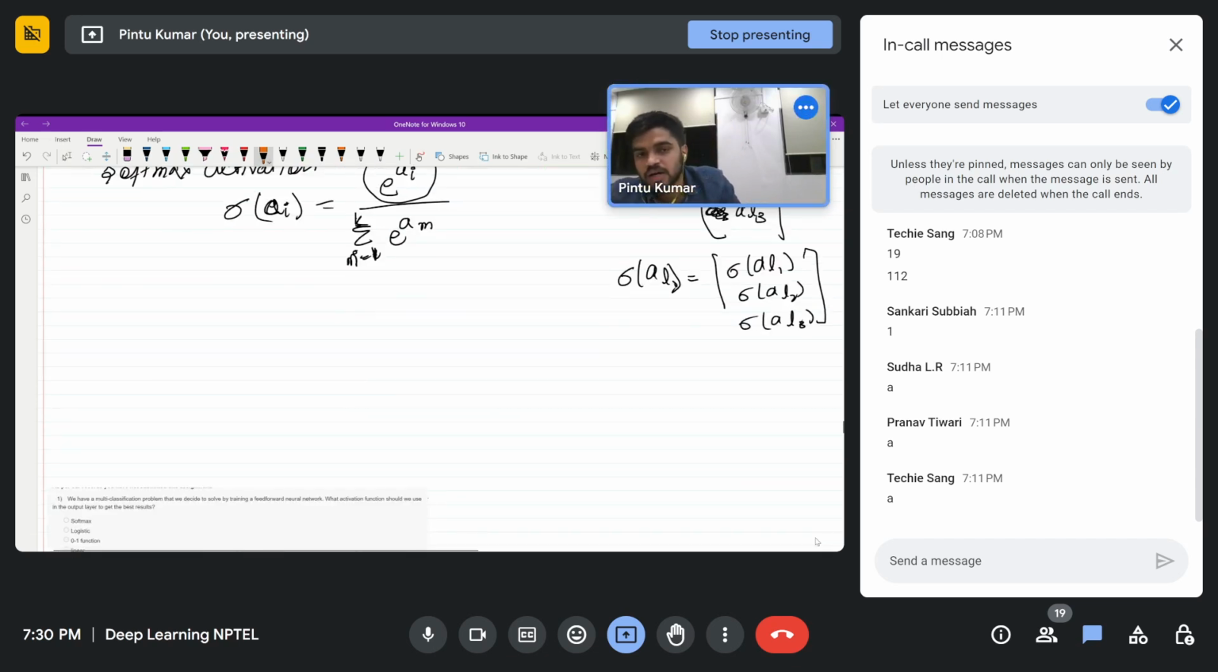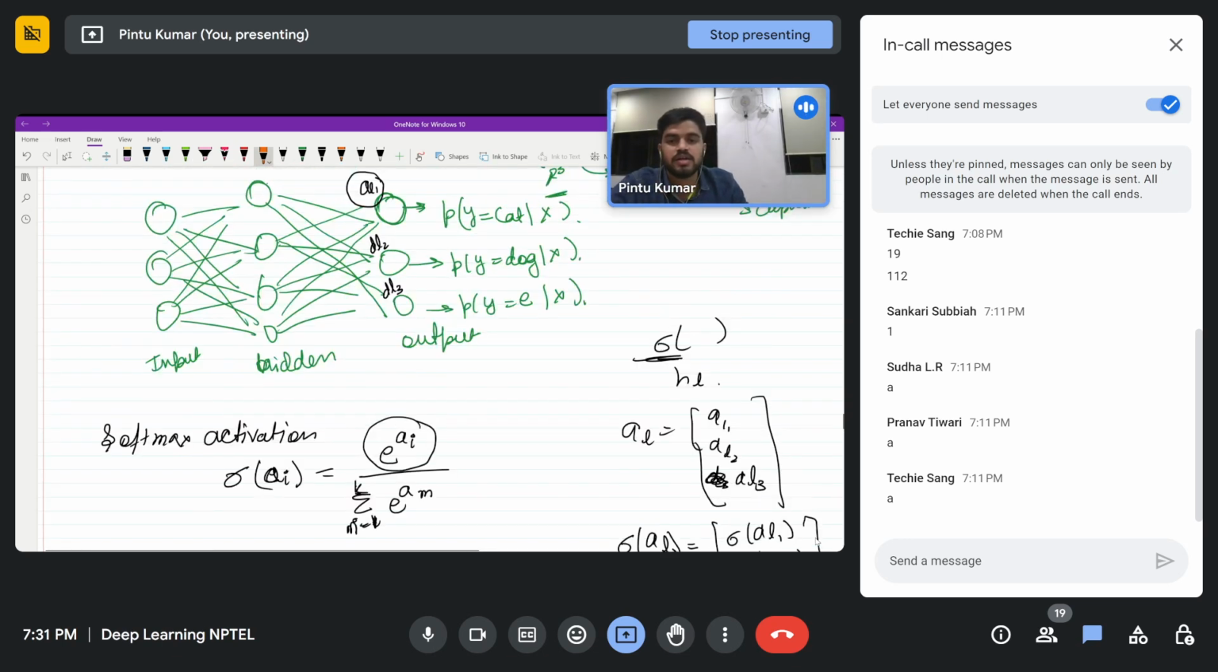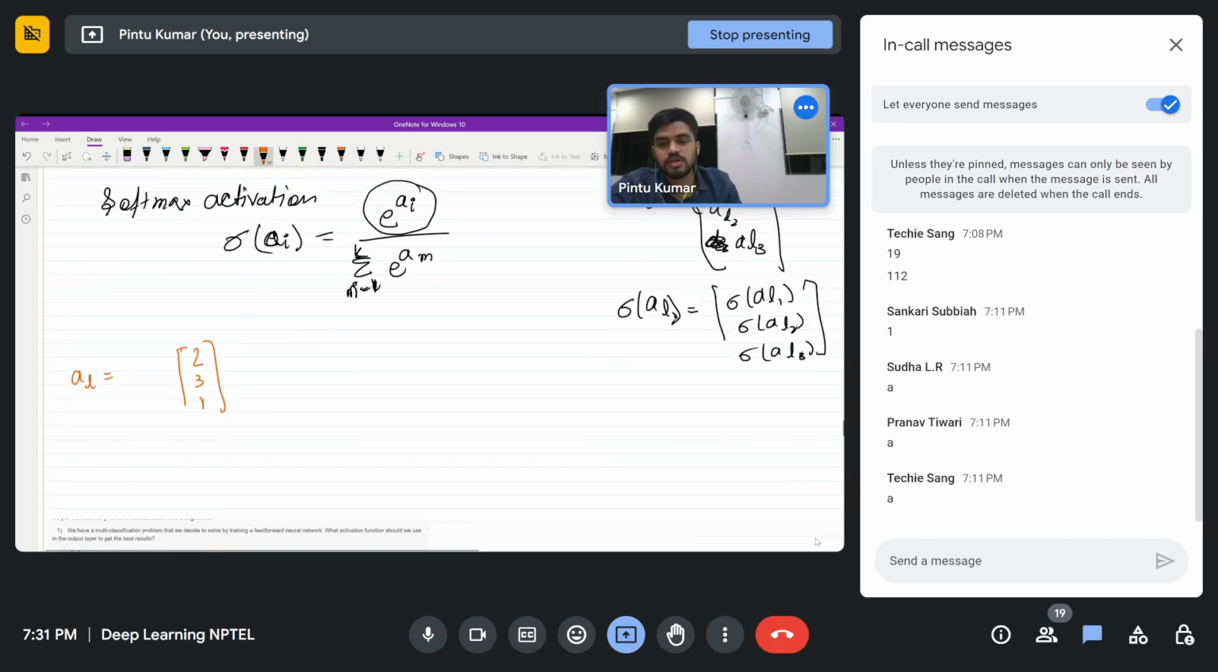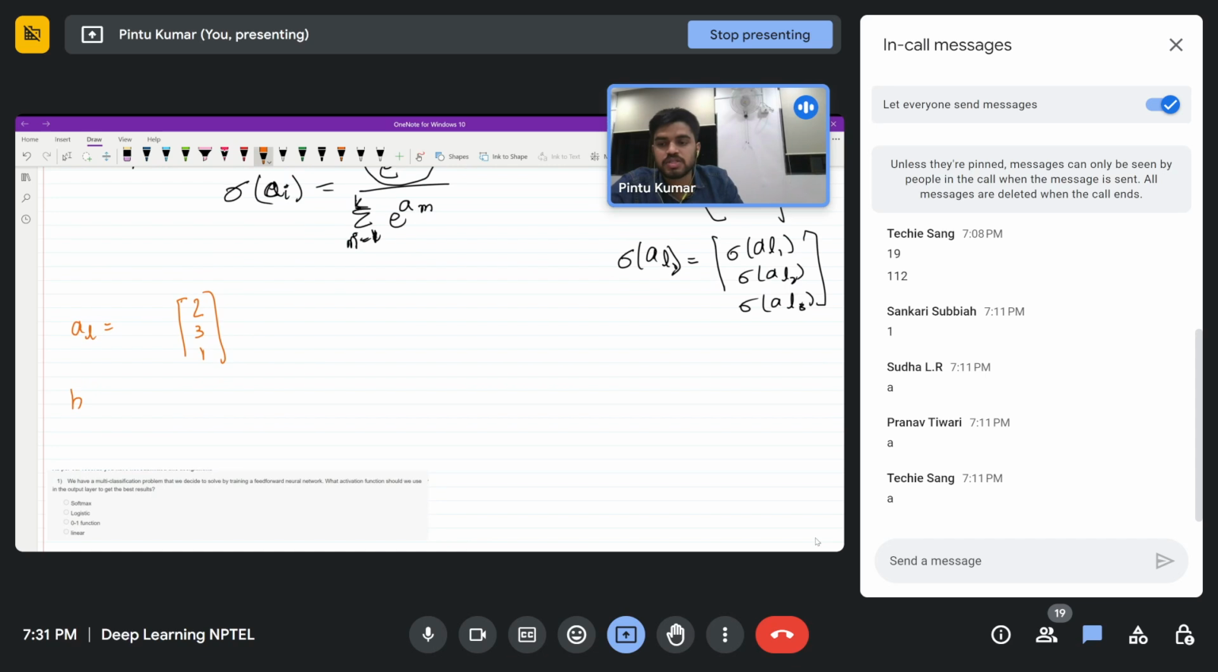Okay, so I'll give you an example. Let's say in the final layer, I got this as output: 2, 3, and 1. So here I got 2, here I got 3, here I got 1 after summation. So what softmax would do is, let's say this is HL1, this would do e to the power 3 divided by e to the power 1, sorry, 3 plus e to the power 2. Okay, I am making a mistake.